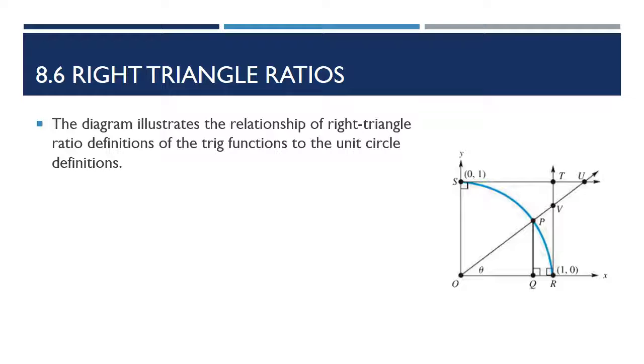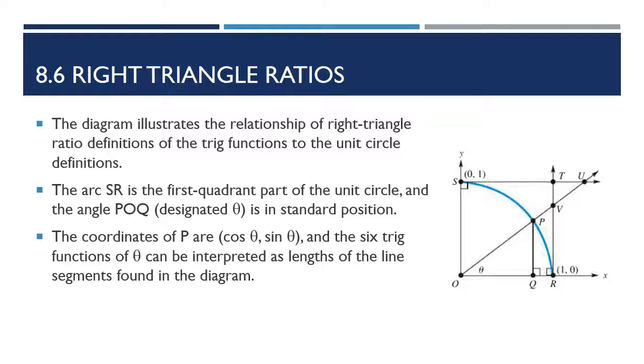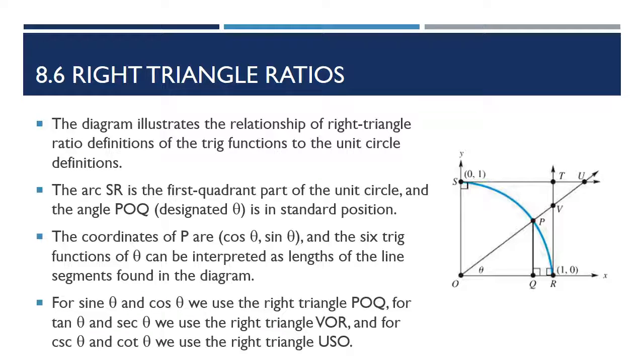Okay, this diagram illustrates the relationship of the right triangle ratio definitions of the trig functions to the unit circle. Now it's a little bit crowded and might be a little hard to read. The blue arc, SR, is the first quadrant part of the unit circle. We have an angle POQ, which is where the theta is. That's an angle in standard position. The coordinates of point P are going to be cosine theta, sine theta. And then the 6 trig functions can be interpreted as lengths of the line segments that you find in this diagram. For sine and cosine, we're going to use the triangle POQ that you see there.